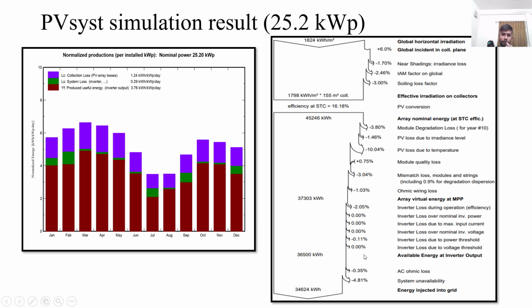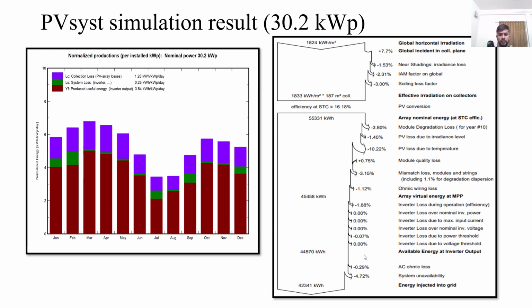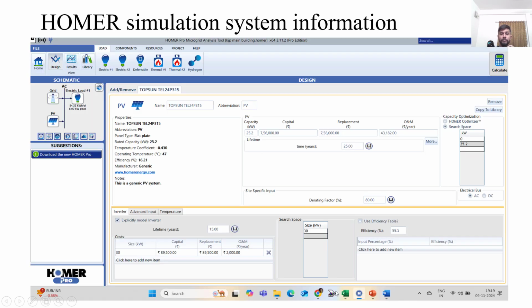This is for the 25.2 kilowatt peak system. This is again for the 30.2 kilowatt peak system. So nearly 4 units per kilowatt peak per day is produced using this plant, and the amount of energy generated is injected back into the grid like this.